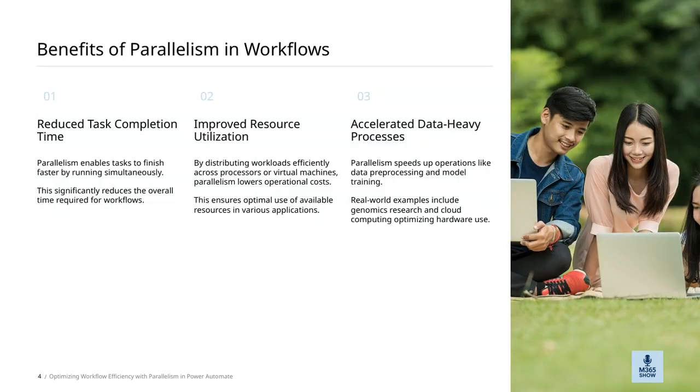Let's talk about the benefits of parallelism in workflows. When we incorporate parallelism, it really speeds up operations such as data preprocessing and model training. This is especially important in fields like genomics research and cloud computing, where optimizing hardware use is crucial. By distributing workloads efficiently across multiple processors or virtual machines, parallelism helps lower operational costs. This means we're making the best use of available resources, which is vital in many applications.